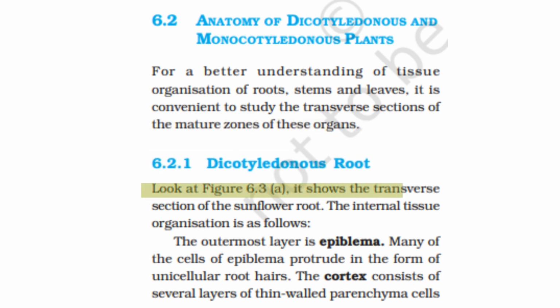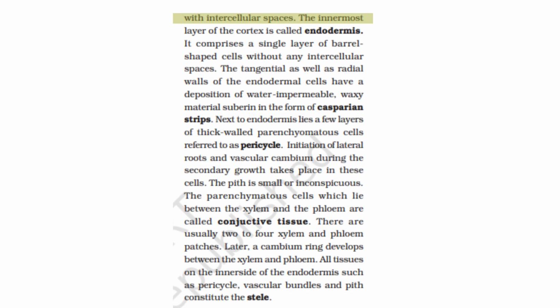Dicotyledonous root. Look at figure 6.3a. It shows the transverse section of the sunflower root. The internal tissue organization is as follows. The outermost layer is epiblema. Many of the cells of epiblema protrude in the form of unicellular root hair. The cortex consists of several layers of thin-walled parenchyma cells with intercellular spaces.